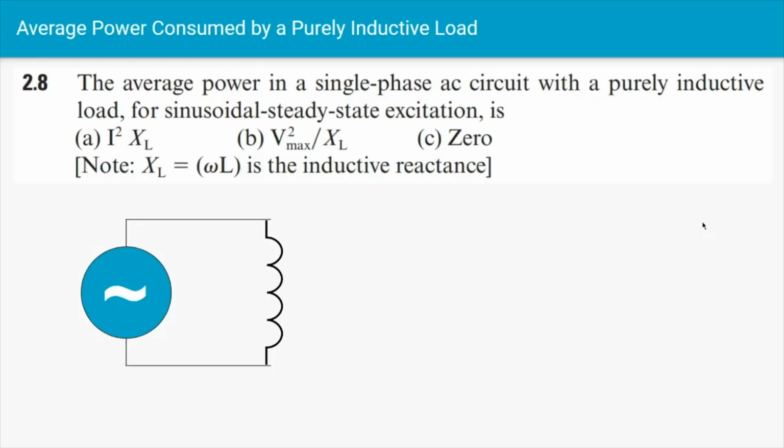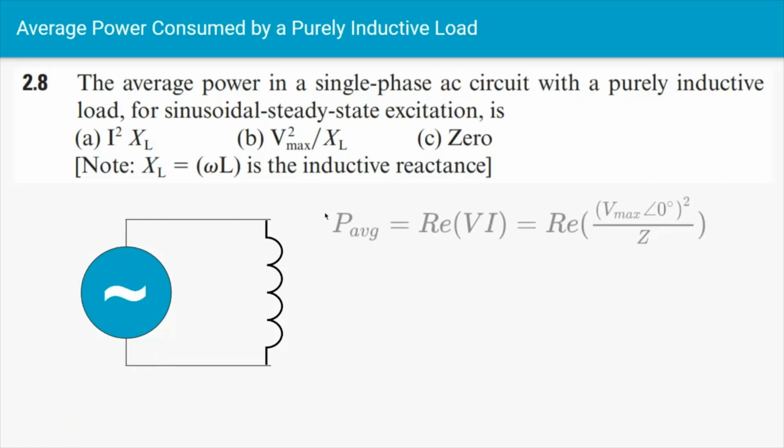So this problem is asking for what is the average power in a single phase AC circuit with a purely inductive load. Now it also says this last part: for sinusoidal steady state excitation. All that really matters is we're looking for the average power in this AC circuit. So I've gone ahead and drawn that AC circuit, and it's just going to be an alternating AC voltage source. And then we have just an inductor connected to the positive and negative side of that.